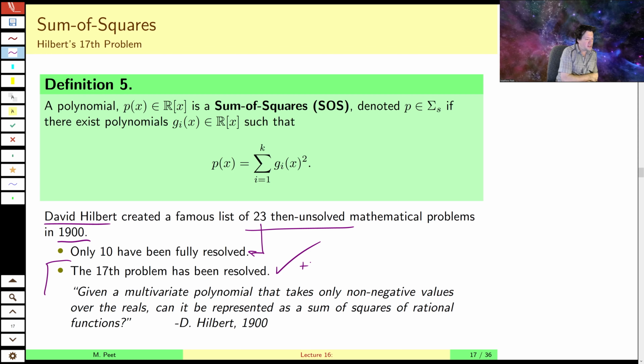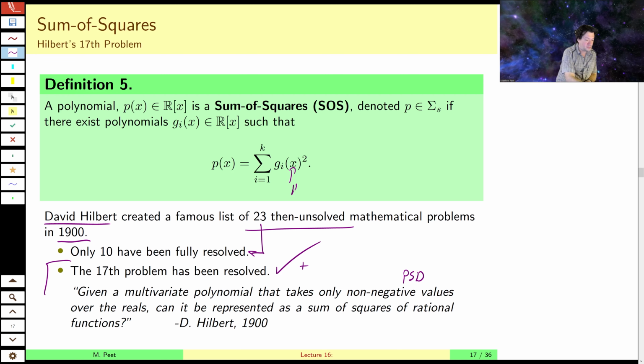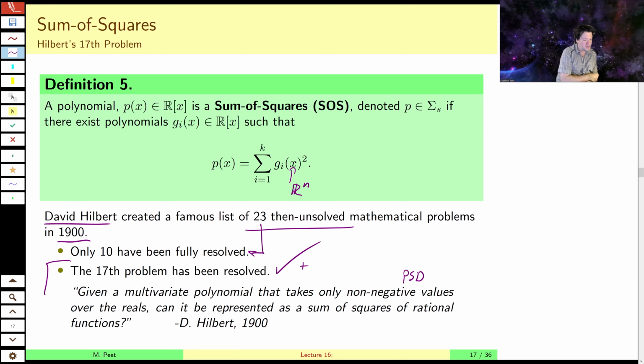So specifically, that question was, using the original framework, and unfortunately it was in English phrasing, given a multivariate polynomial, so okay, so far so good, that takes only non-negative values, so positive semi-definite, over the reals, so x is real, can it be represented as a sum of squares of rational functions? So sums of squares, actually that's not part of the question, it's sums of squares of rational functions, so including ratios as well.